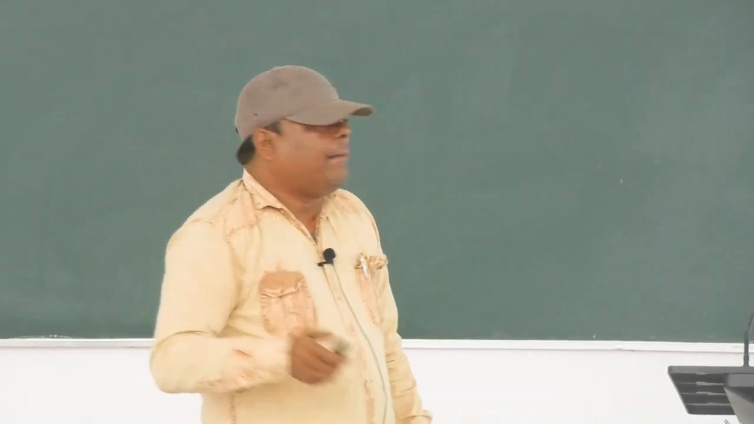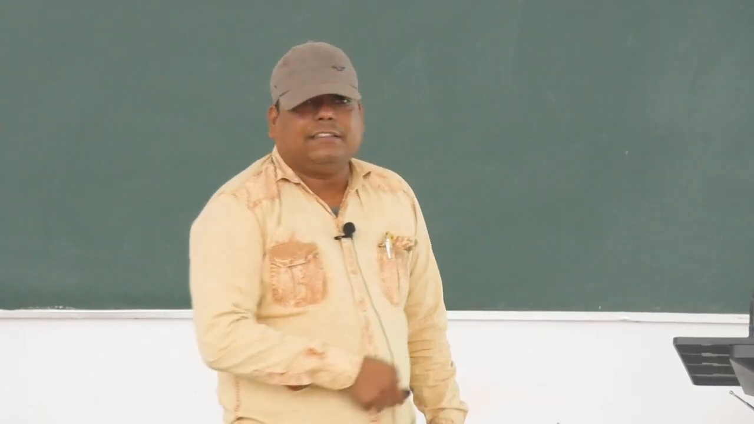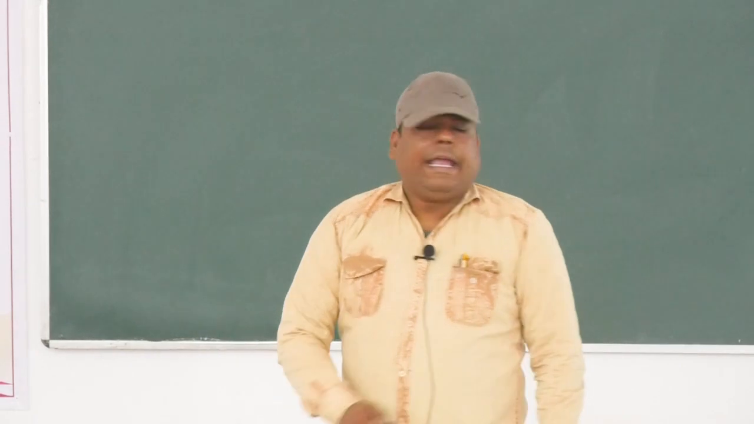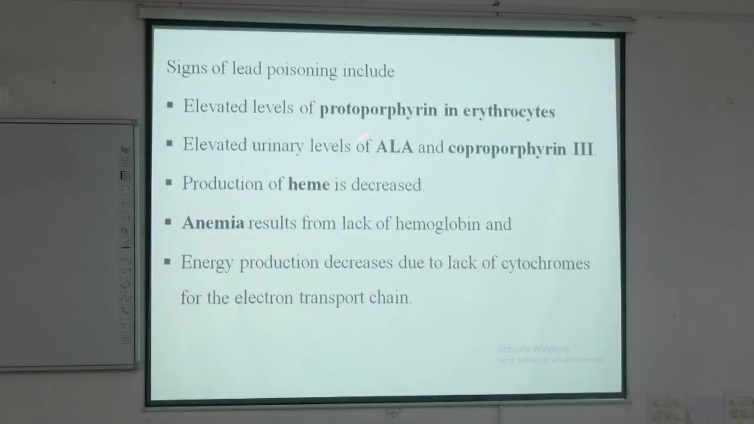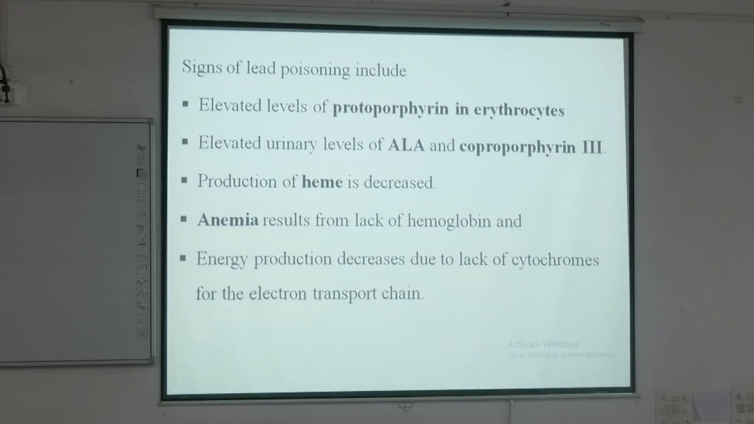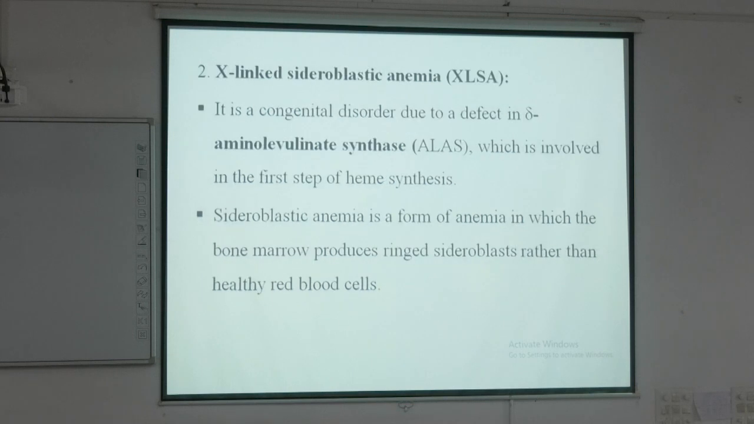So during laboratory testing, by identifying these molecules, we easily identify this disorder. If these compounds are confirmed in the urine, then we say there is a defect in heme metabolism. Production of heme is decreased, causing anemia, which you already know. Energy production decreases due to lack of cytochromes for the electron transport chain, ETC. X-linked sideroblastic anemia is a congenital disorder due to a defect of alpha-aminolevulinic synthase. Sideroblastic anemia is a form of anemia in which the bone marrow produces ringed sideroblasts rather than healthy red blood cells. So all are related to disorders of heme metabolism.